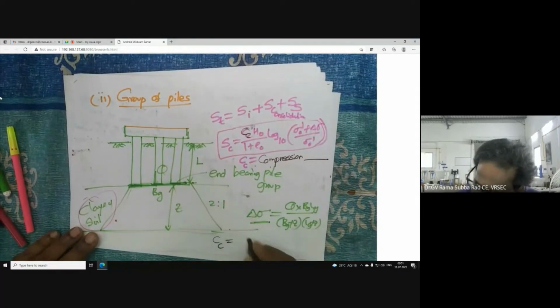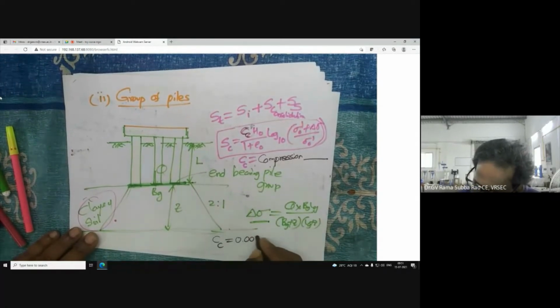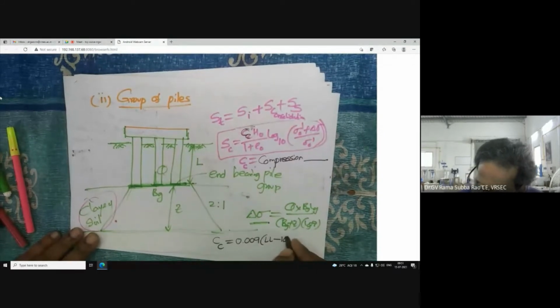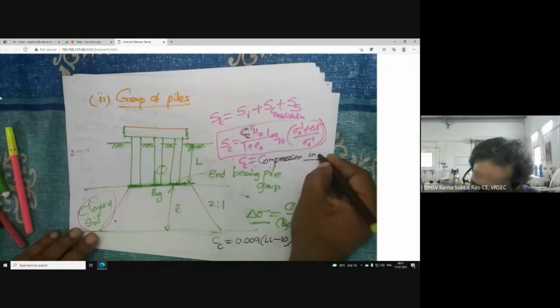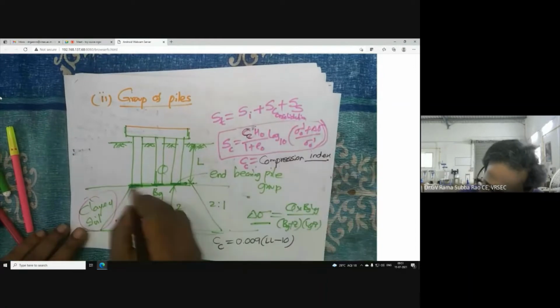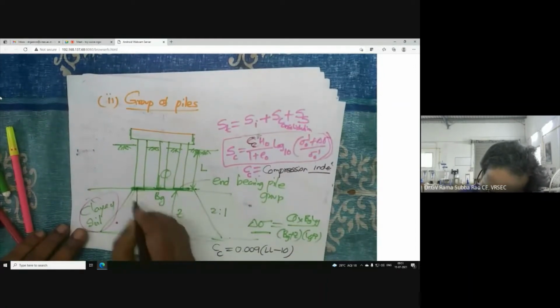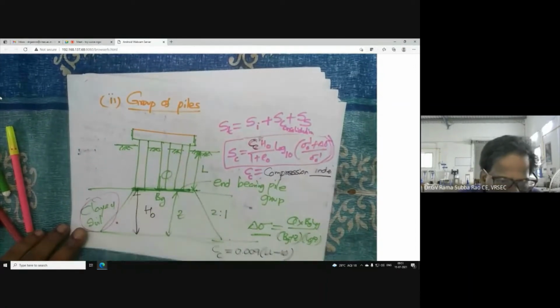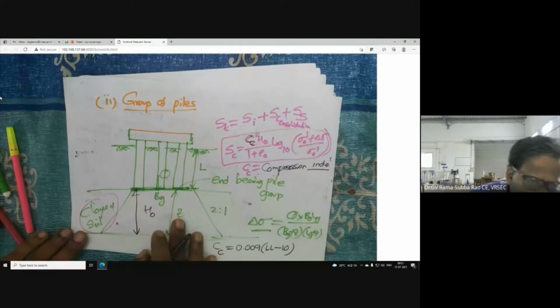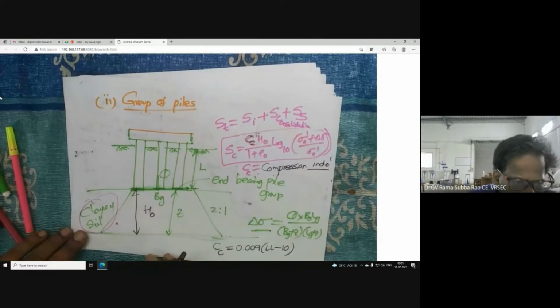So what is the Skempton formula for computing Cc? Cc equals 0.009 times (LL minus 10), the compression index. Now what is H naught? Thickness of the clay layer.